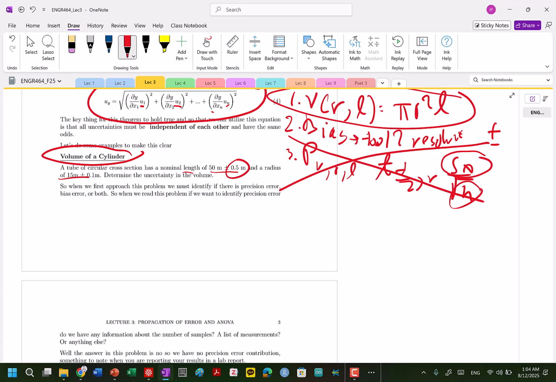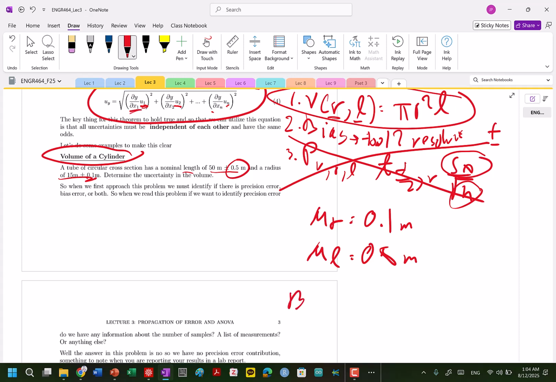Well, if I'm looking at here, I have two variables, radius and length. So my uncertainty in R is equal to, over here, my radius, 0.1 meters. Units are important here. Learn it, love it. Uncertainty in length is 0.5 meters. So now I can take these partial derivatives.